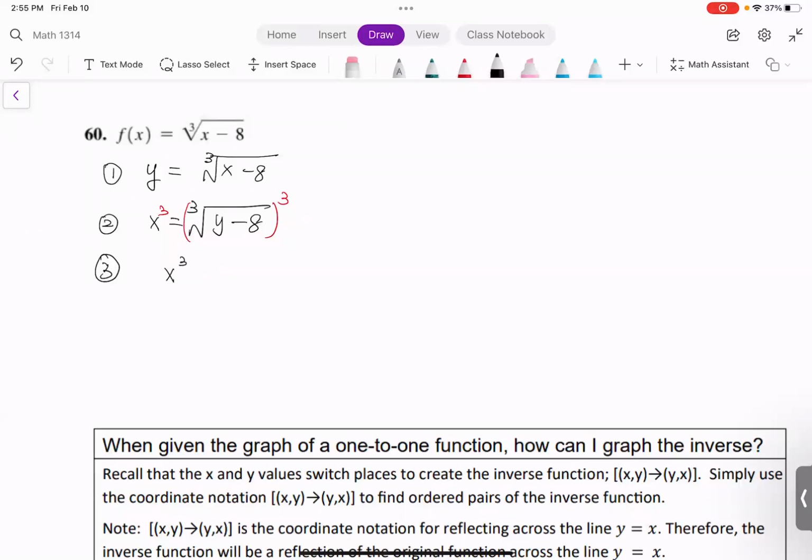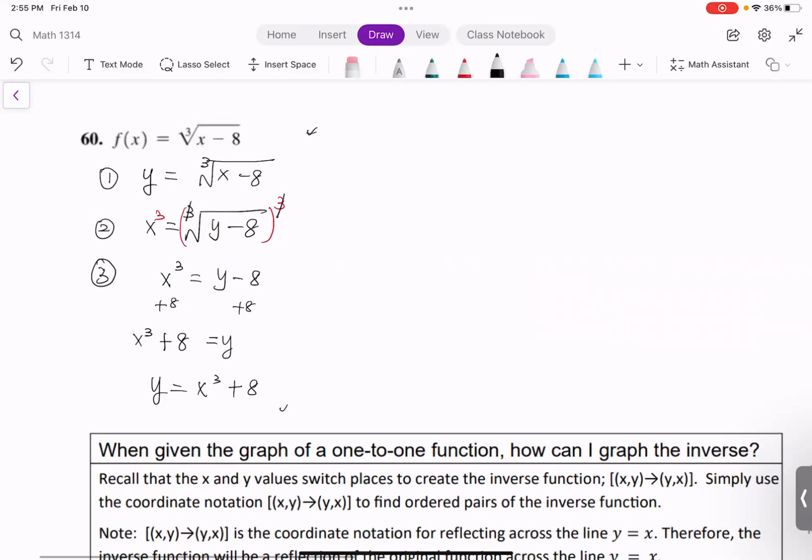We have x cubed equals y minus 8, because the cube root canceled. Then to isolate the y, we can add 8 to both sides. So y equals x cubed plus 8. Then we don't need to worry about the domain or range because it doesn't mention it at the beginning of the question. So the y and also these two, they are all one-to-one functions. So number 4, replace the y by the inverse function of f: x cubed plus 8.